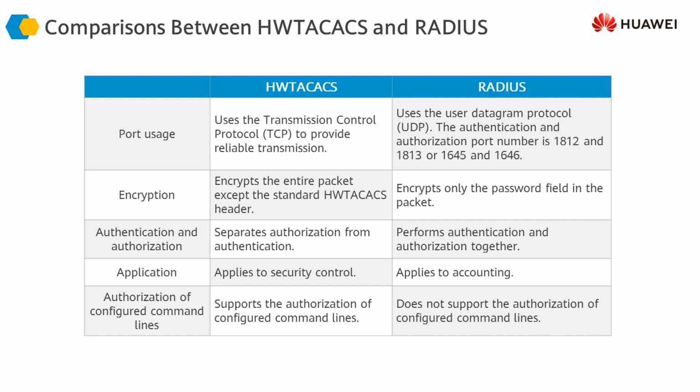This applies on security control, and this only applies to accounting. So this is more comprehensive. It provides better coverage and better security for your USG. Similarly, as we have already discussed, HW-TACACS supports authorization of configured command lines, whereas Radius does not support the authorization of commands as configured on the USG firewall. So these are some of the advantages of HW-TACACS. Whenever possible, you should always prefer using HW-TACACS for remote server authentication instead of Radius, because HW-TACACS is more secure and more comprehensive.